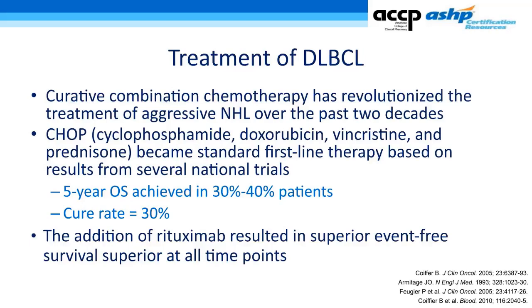So the treatment of diffuse large B-cell lymphoma is largely unchanged over the past 2 decades. But what we know is that these patients can be cured with a combination of chemotherapy. The combination that we most likely choose is CHOP, so cyclophosphamide, doxorubicin, vincristine, and prednisone. And using CHOP alone achieved a 5-year overall survival in 30 to 40% of patients in the original trials, with a cure rate of about 30%. But adding the anti-CD20 monoclonal antibody rituximab to CHOP resulted in superior event-free survival at all time points.